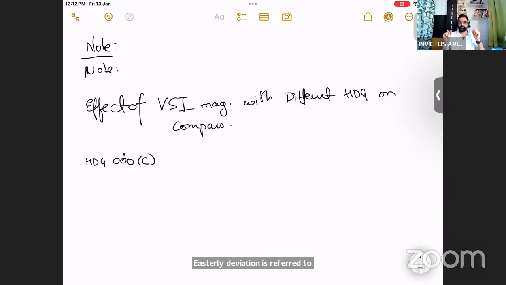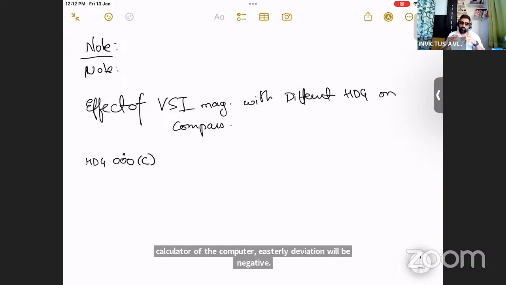Write down, everyone. When you're trying to solve the value of CDMVT deviation variation, if you have to show that in a CX3, the computer that we use in the exams, the calculator, the computer, easterly deviation will be negative symbol.